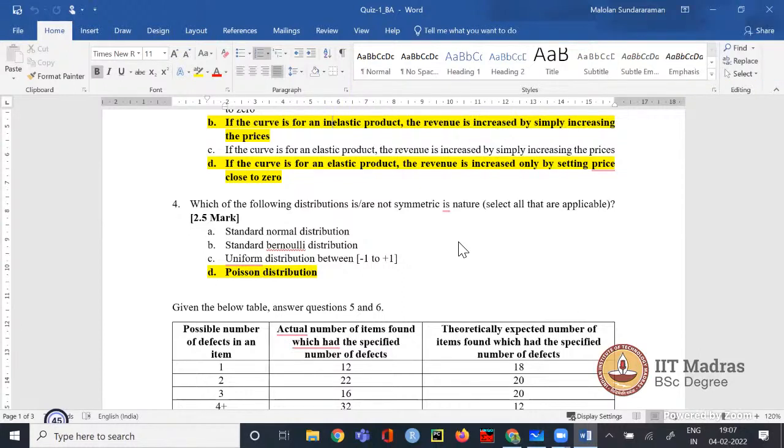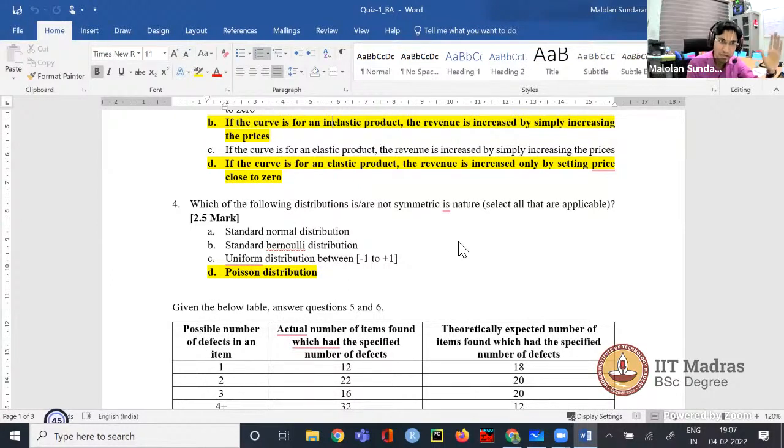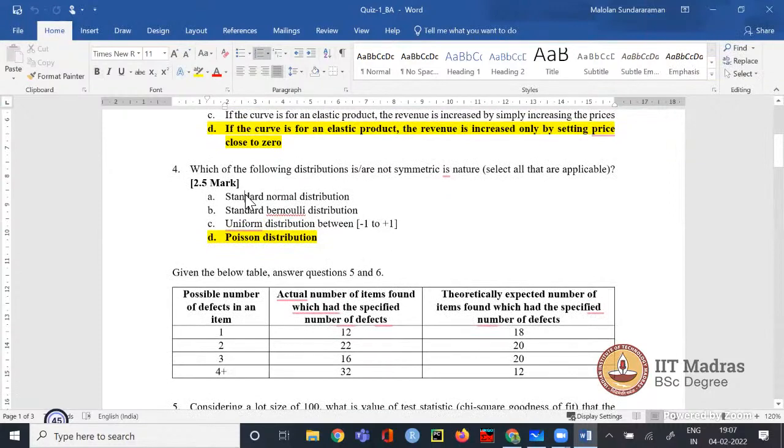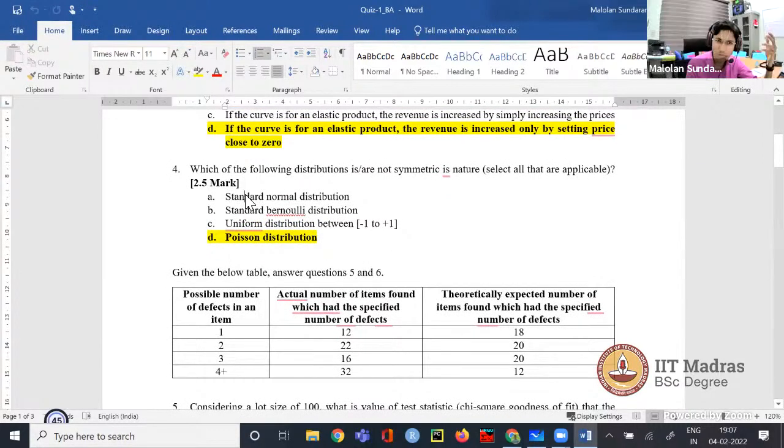A mirroring of the distribution will take place. Suppose if we put a mirror on a center, then it will be identical on both sides. Identical on either side. So that is a symmetric distribution. All right. So standard normal distribution, everyone knows it's going to be a symmetric distribution.